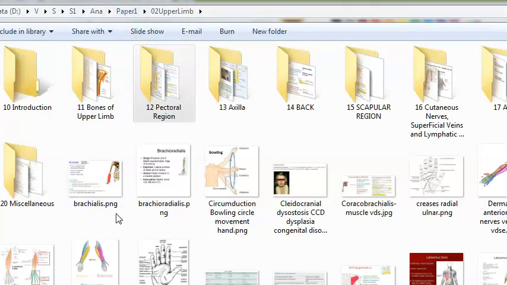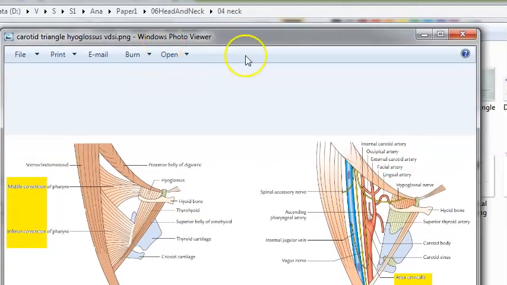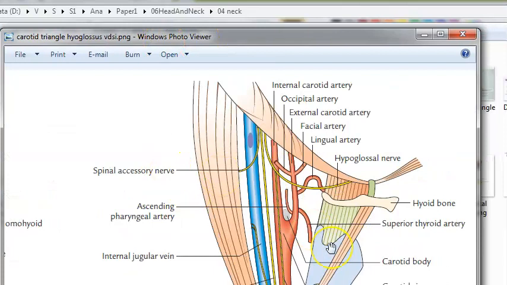And do one thing: if they ask you, for example, carotid triangle, first in the exam, this is what I used to do, draw the diagram and fill in the diagrams. Then you start filling in the theory. Just look at the diagram and fill in the theory. That is how I used to do it. It's up to you how you would like to do it.